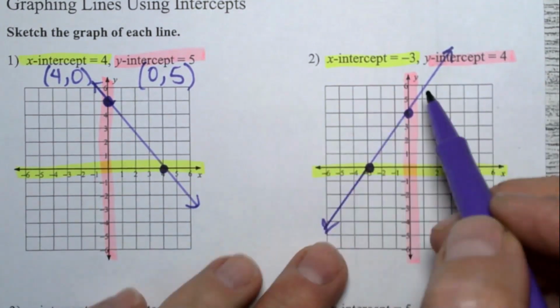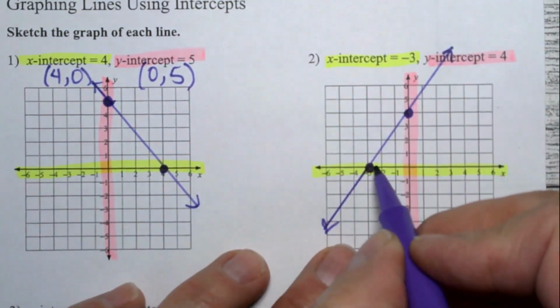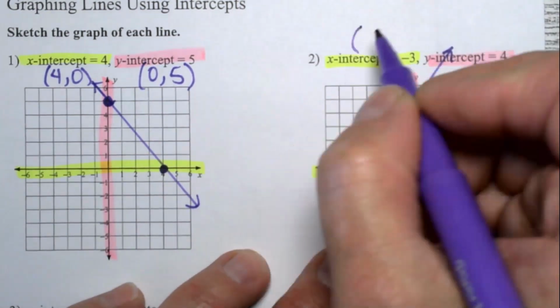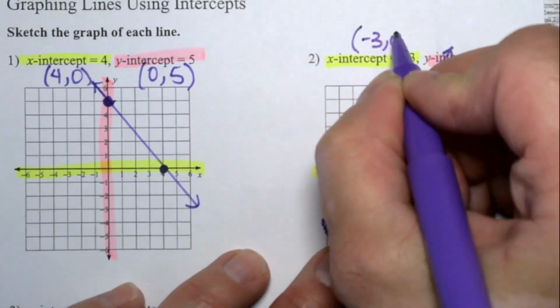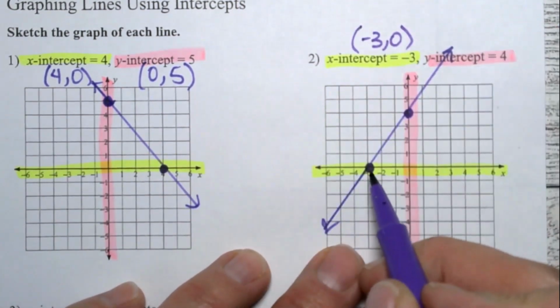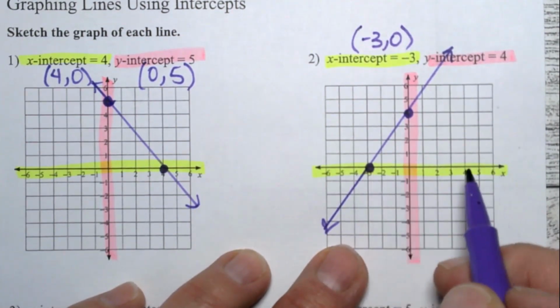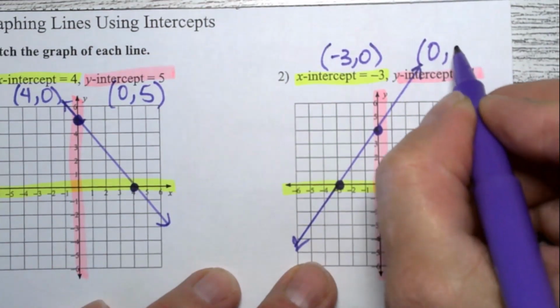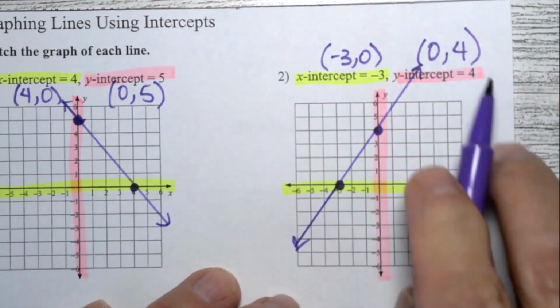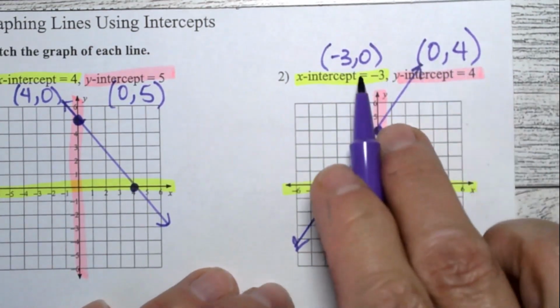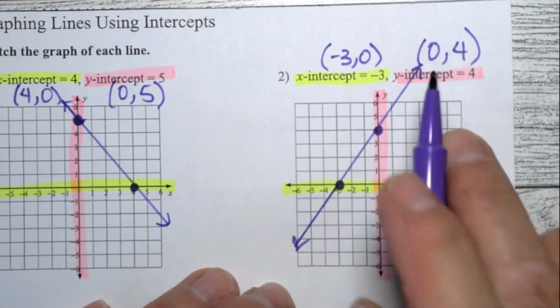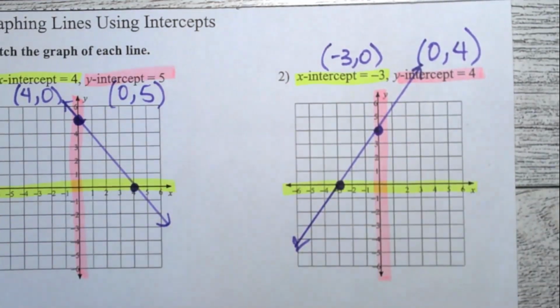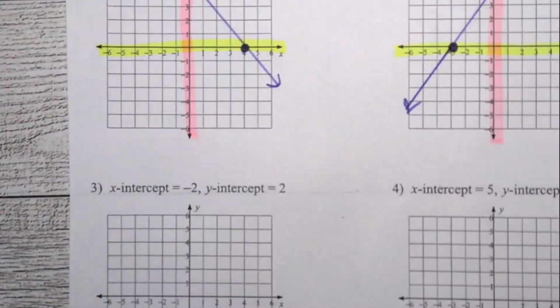But that's it. Except I want you to practice writing the points too. So an x-intercept has an x, it doesn't have a y. That's why the dot's right there on the x-axis. The y-intercept doesn't have an x, it has a y value, so the 4 goes in the y spot. I do want you practicing writing those points.